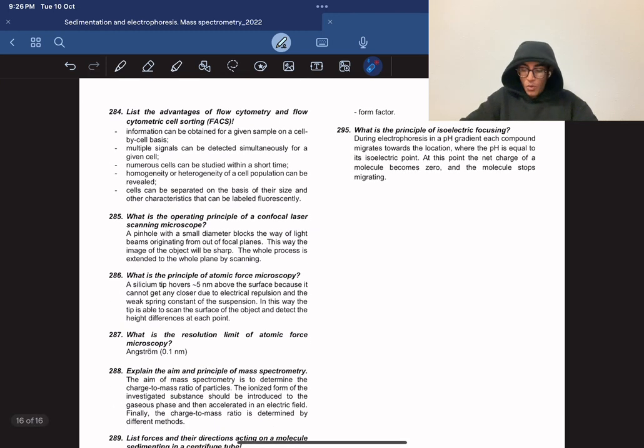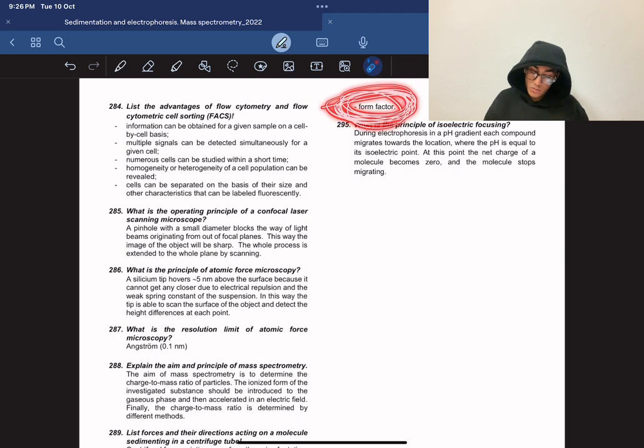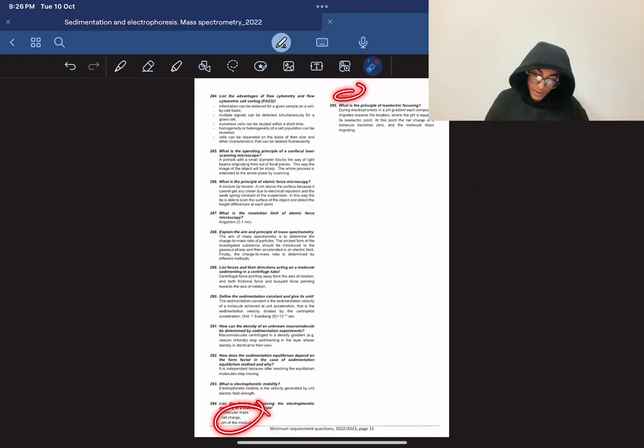you understand me. What is the principle of iso and form factor also? Don't forget that, please don't forget that. Again, if you're slim and slender like this pen, you can easily maneuver through the matrix. If you're fat, you can't do anything.